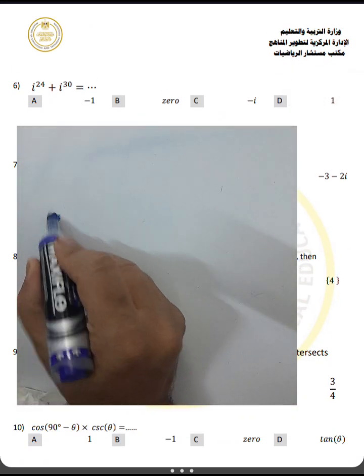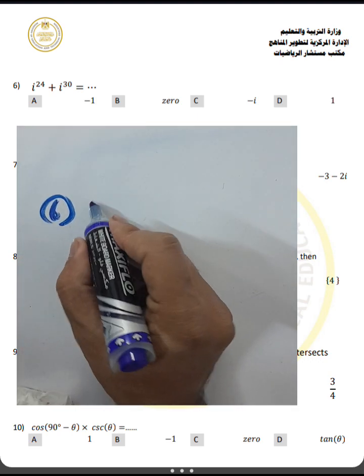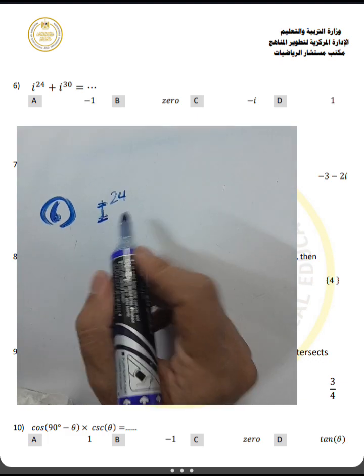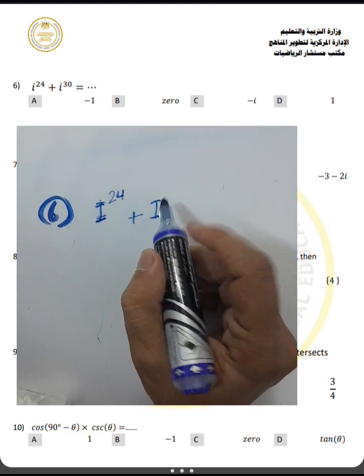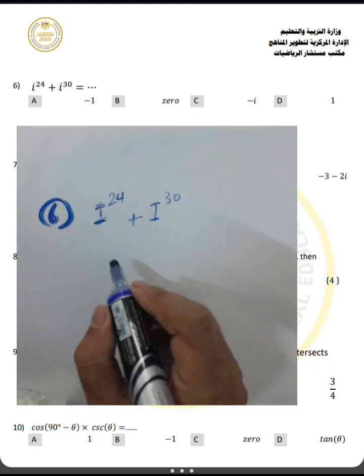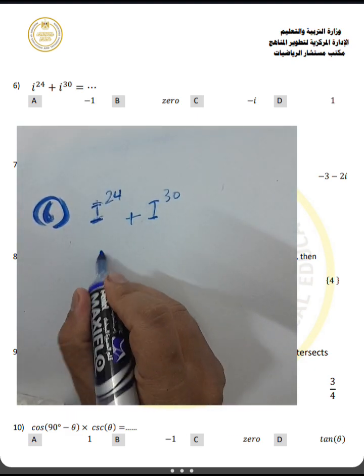Question number 6, find i power 24 plus i power 30. We know 24 can be divided by 4, then i power 24 will be 1.